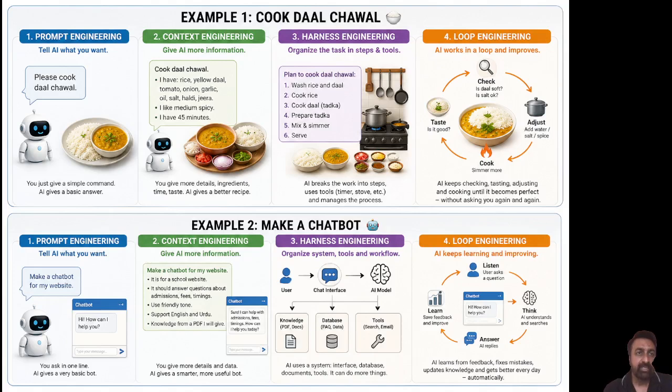We're also asking it to cook with medium spices, and giving it the time that you must cook it in. So you are giving a lot more details, a lot more ingredients, a specific time, the taste. Now the agent will perform better because it has a lot more knowledge. It can make a better decision now based on those external knowledge that we have provided.